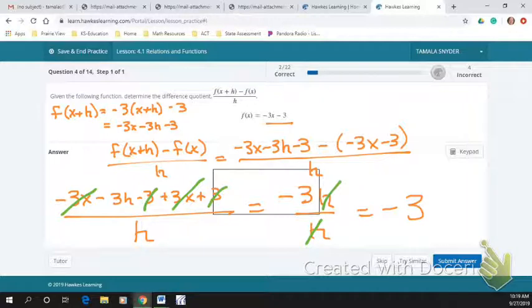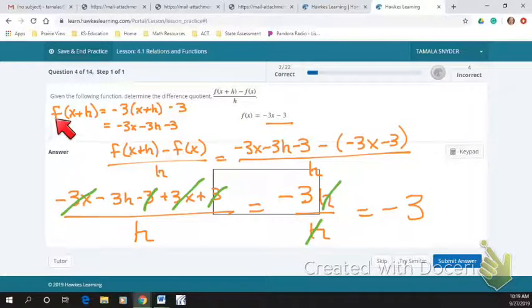What? Yep. I don't understand, like the top left up there, yeah, I don't understand. Okay, so all I did for this was I was just trying to figure out this little piece right here, f of x plus h.